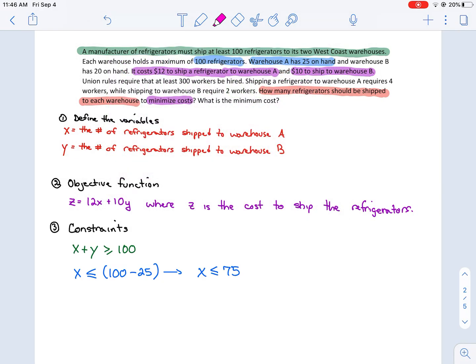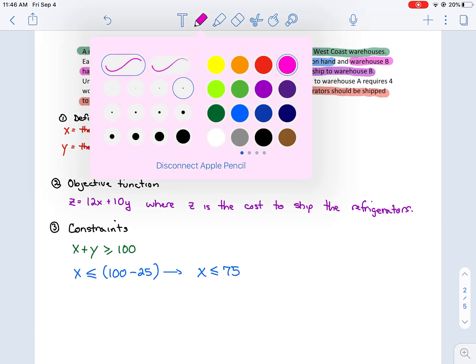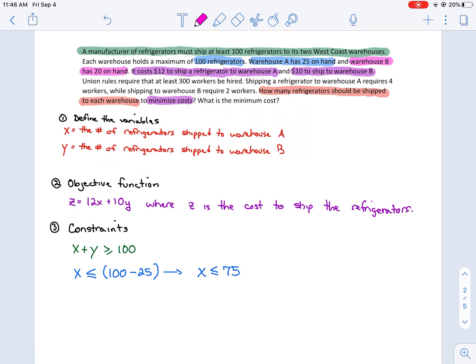Okay. Warehouse B has 20 on hand. So warehouse B is represented by y, so y is less than or equal to 100 minus the 20 that they already have on hand. That means y has to be less than or equal to 80.